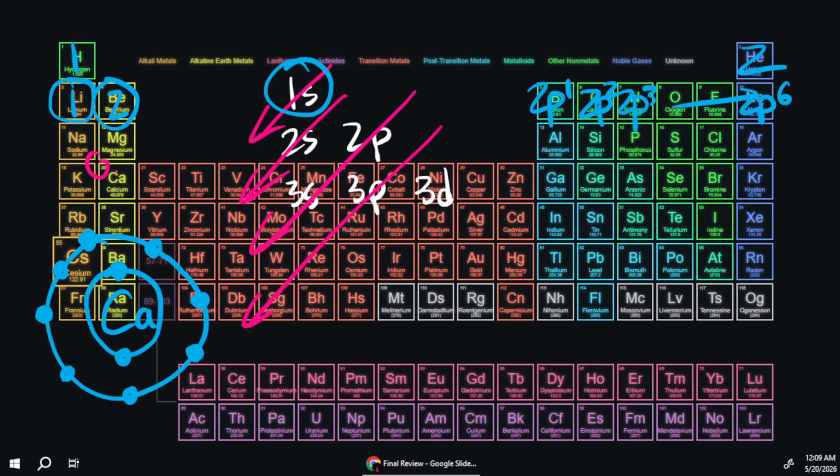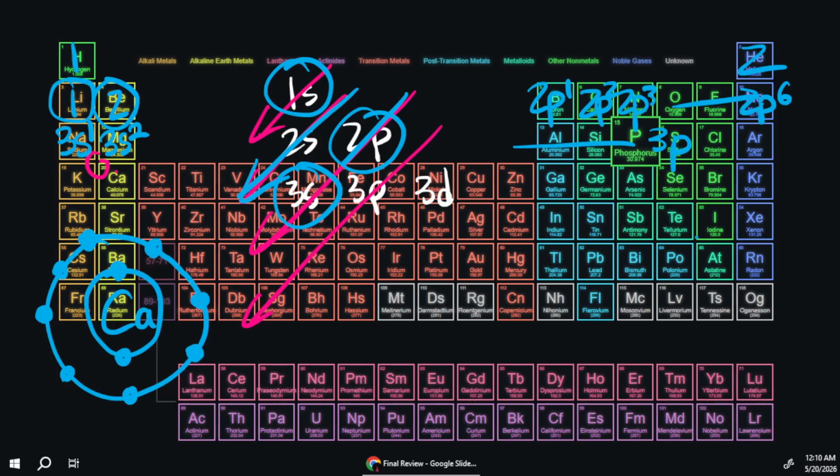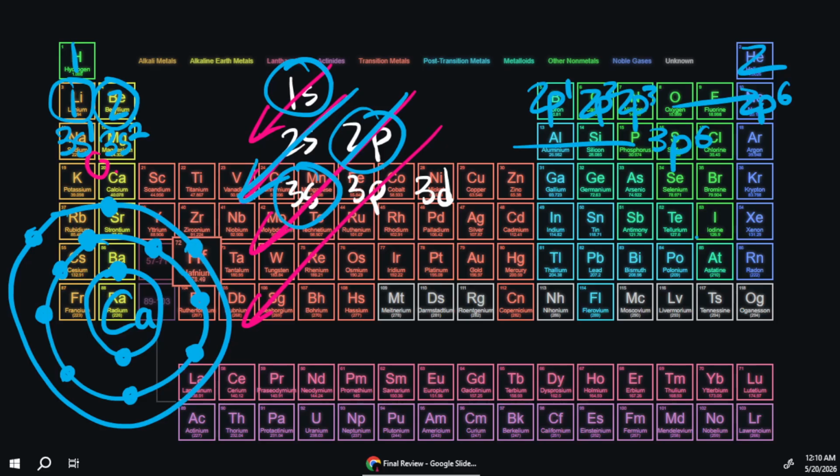Same thing for the next one. After 2s and 2p, I'm down to 3s now. So for 3s, I have 1, 3s2, and then come to 3p level all the way to 6. Okay, so for my third energy level, I also have 8 dots total. 1, 2, 3, 4, 5, 6, 7, 8.